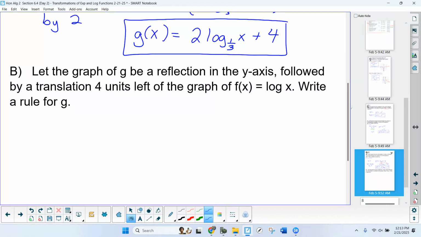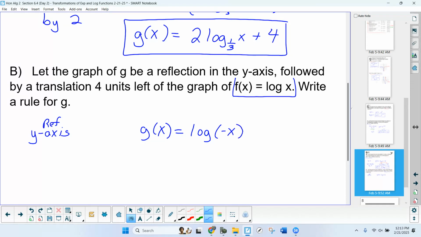Reflect over the y-axis. Okay, so what do we do when we reflect over the y-axis? And then where's my original? Here's my original. So what do you guys do when you reflect over y? Make the x negative. So it's just going to become log of. Now, I am going to put that in parentheses because it's the log of negative x.